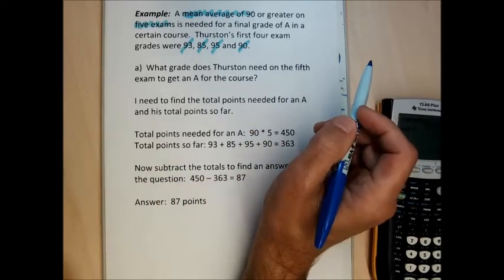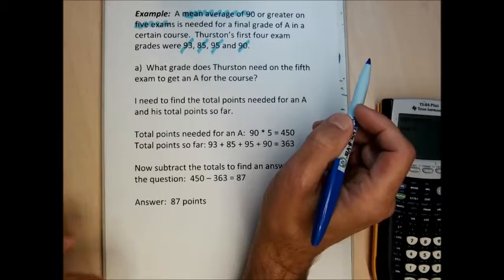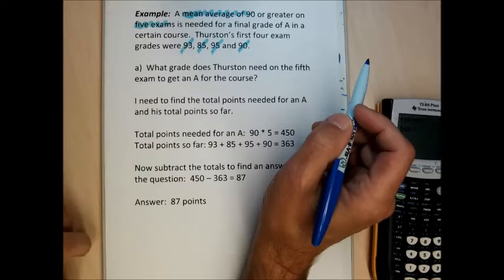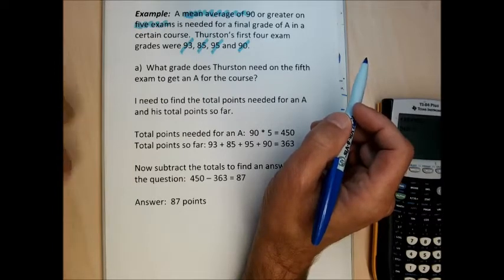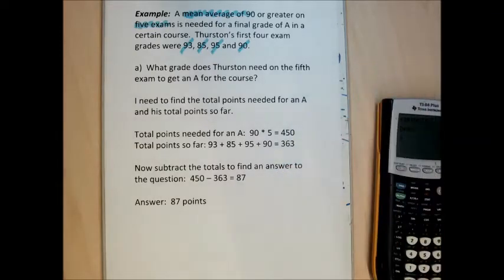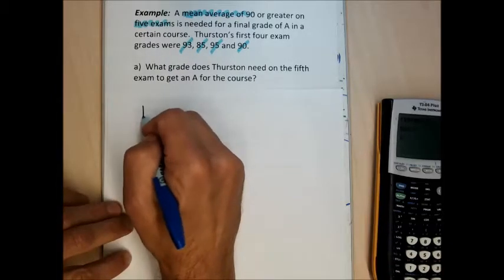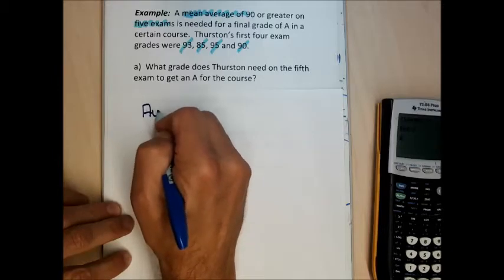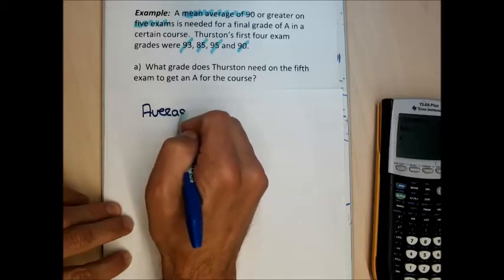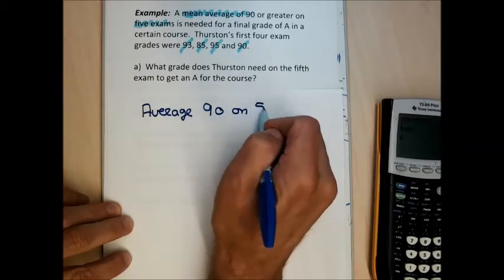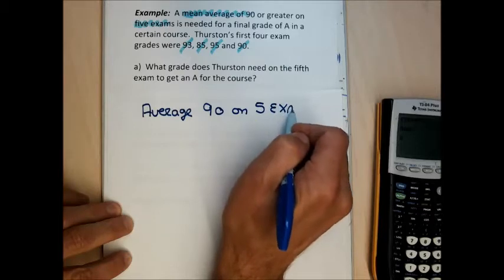Super easy to figure this out, because I just need to know 2 things. I need to know how many points Thurston needs for an A and how many points he has now. And the difference between the number of points needed for an A and Thurston's current total points will tell me how many points he needs. So Thurston needs to average 90 on 5 exams. So how many total points is he going to need?